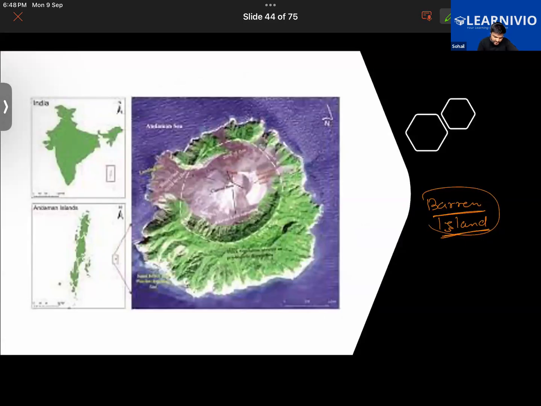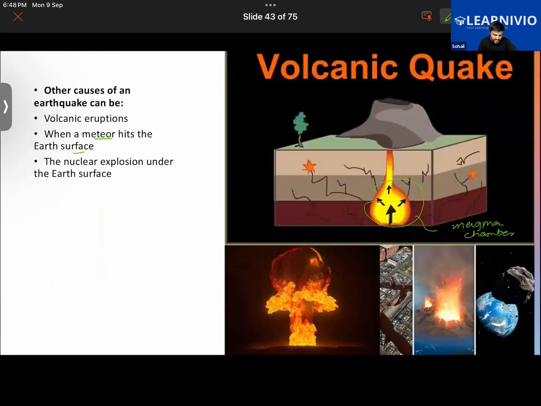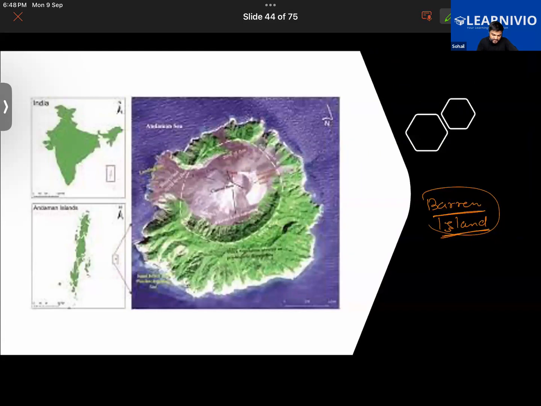Furthermore, we learned about Barren Island. It's an island situated in the Andaman Sea. It's the only active volcano in India. We know that volcanoes are of different types: dormant volcanoes, active volcanoes, and extinct volcanoes. Getting it now? India has all three types of volcanoes, and the only active volcano in India is situated on Barren Island.